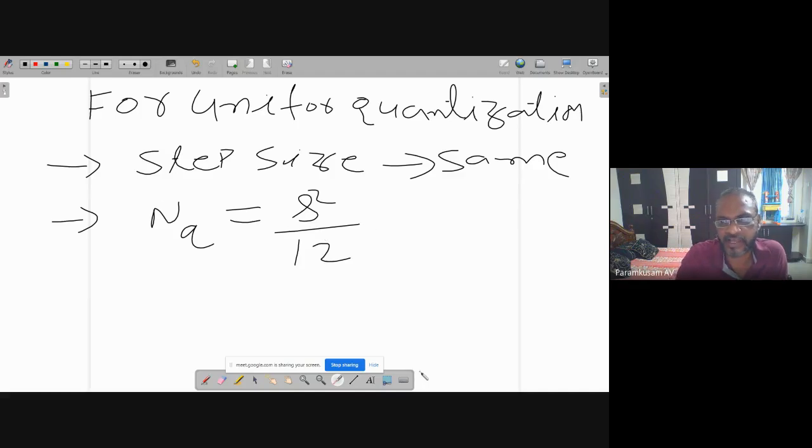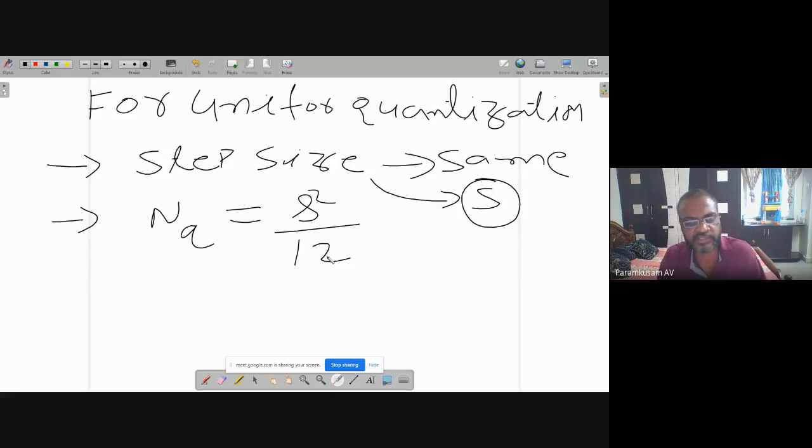So if S is the same, then N_Q is also the same, because N_Q is equal to S square by 12. So the quantization noise power is the same for the entire range of the signal.